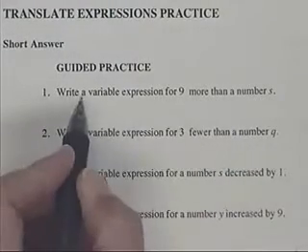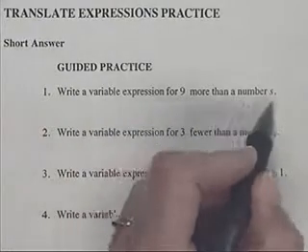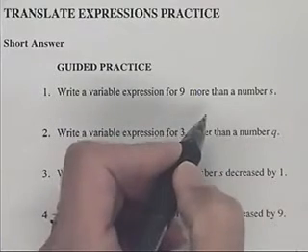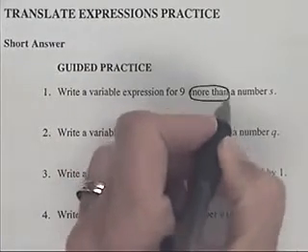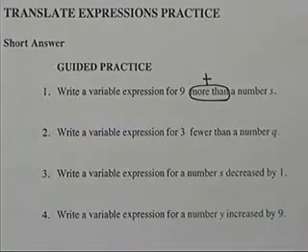This says write a variable expression for 9 more than a number s. We're going to take these words and write them in math symbols. So we start with looking at these words, more than. More than means addition. That's going to be a plus. And let's think about this for a minute. If you counted the money in your wallet and I counted the money in my wallet, and I told you I have $9 more than you do.